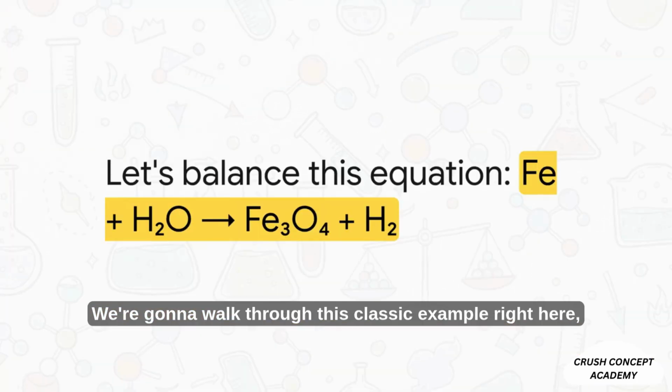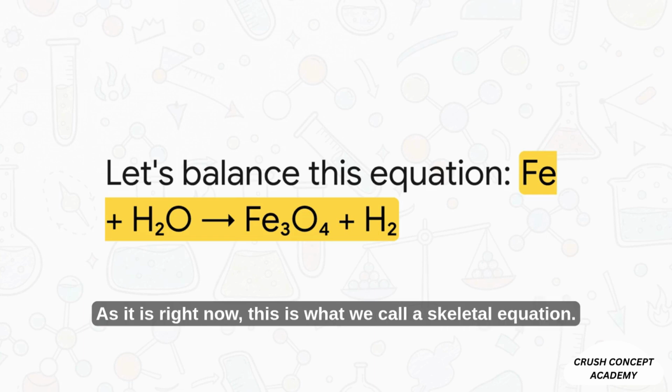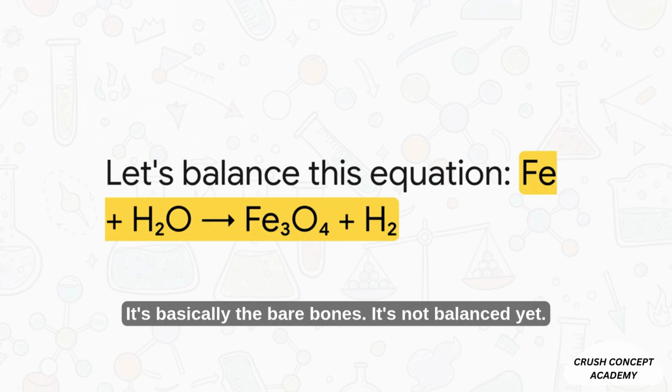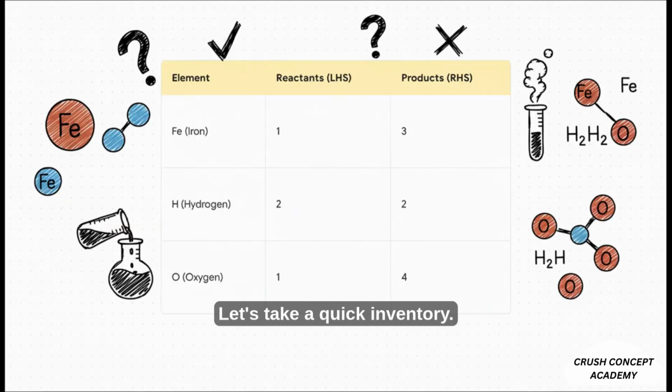We're going to walk through this classic example right here, iron reacting with water, or steam, to make iron oxide and hydrogen gas. As it is right now, this is what we call a skeletal equation. It's basically the bare bones. It's not balanced yet. So step 1 is always to just count what you've got. Let's take a quick inventory.